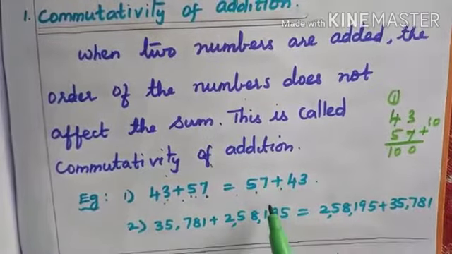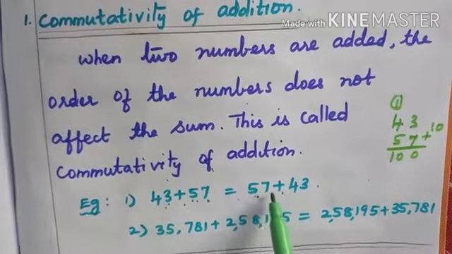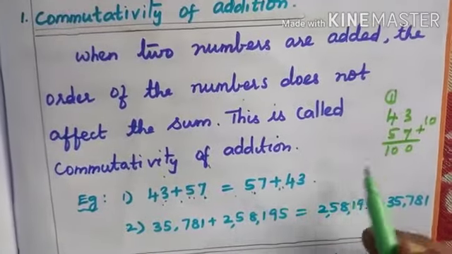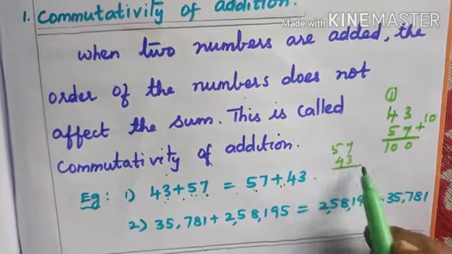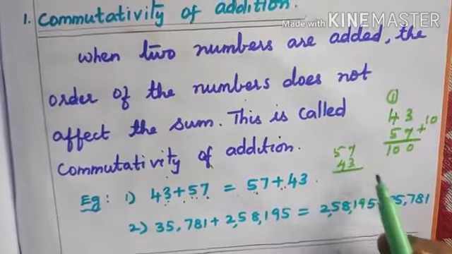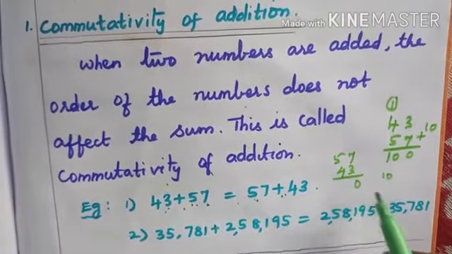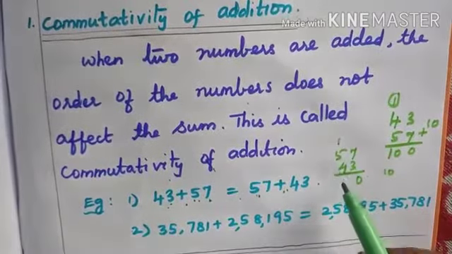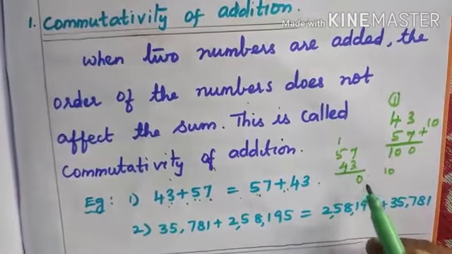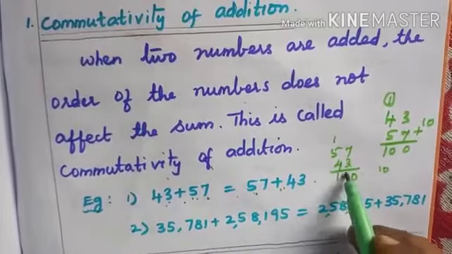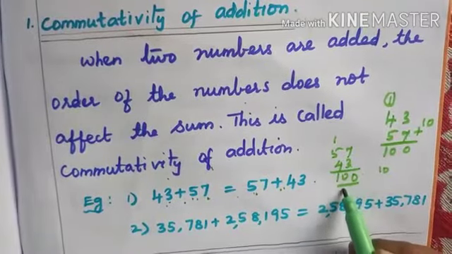Now on this side, we are putting 57 first and 43 next. When we are adding 57 and 43, what will we get? 7 plus 3 is 10. So we put 0 here and carry 1. Now we are adding 1 plus 5, 6. 6 plus 4 is what? 10. Therefore, here also we are getting the same answer.